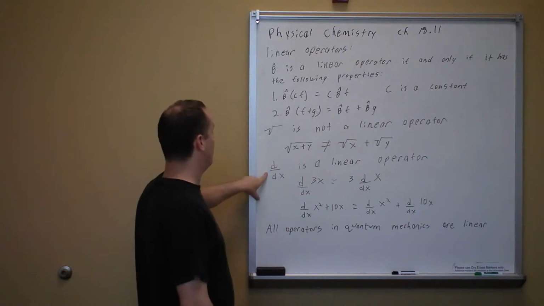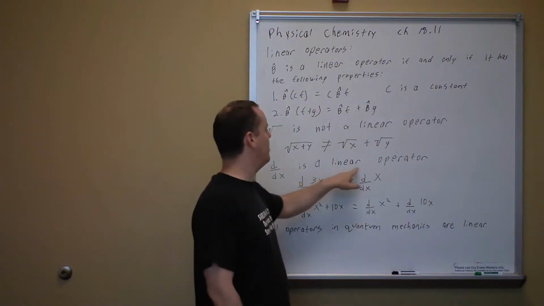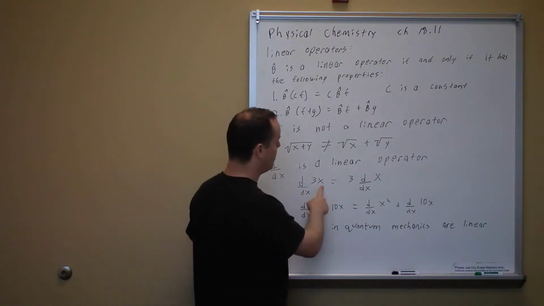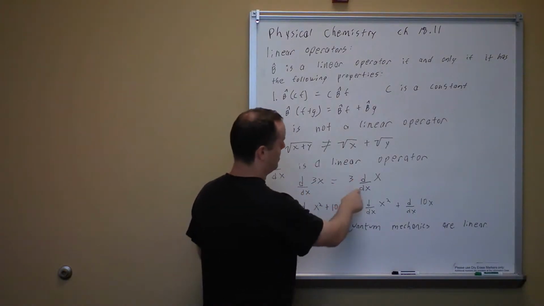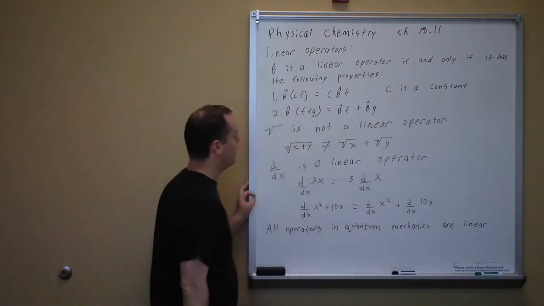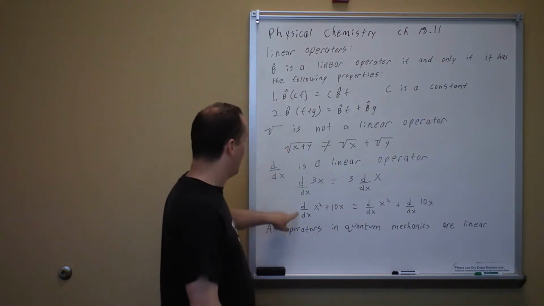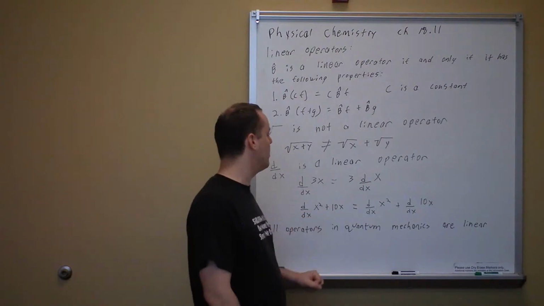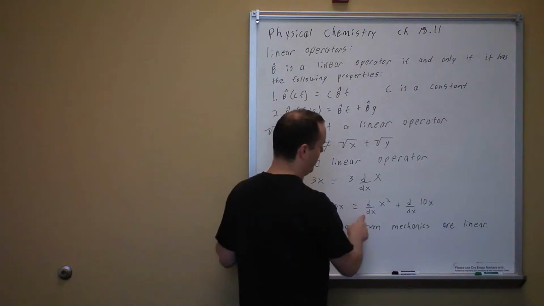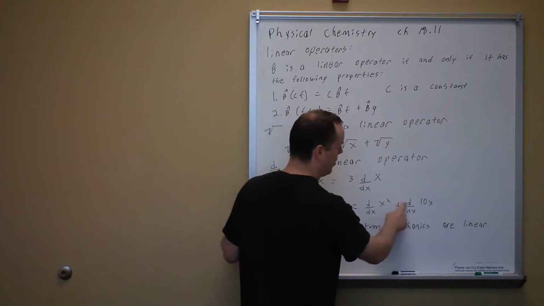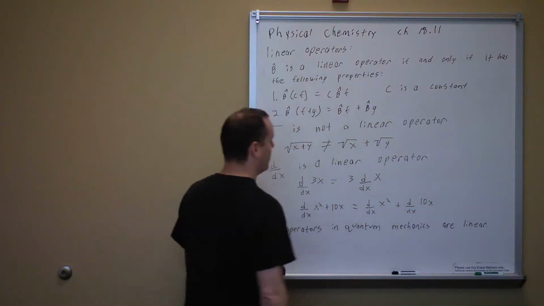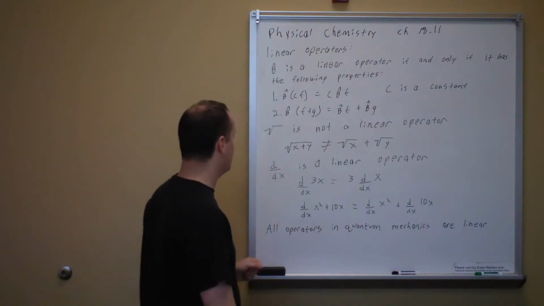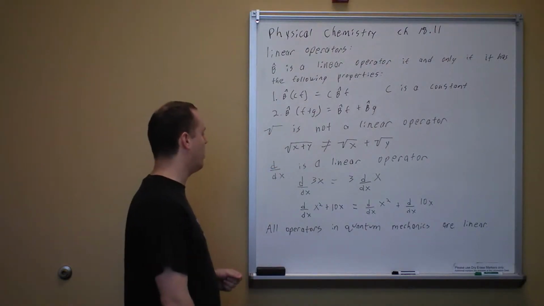On the other hand, the derivative with respect to x is a linear operator. For example, let's take the derivative of 3x. That is equal to 3 times the derivative with respect to x of x. So it meets the first criterion. And likewise, let's say we have the derivative of this composite function, x squared plus 10x. That is the same as the derivative with respect to x of x squared plus the derivative with respect to x of 10x. So it meets the second criterion. It meets both criteria, so the first derivative with respect to x is a linear operator.